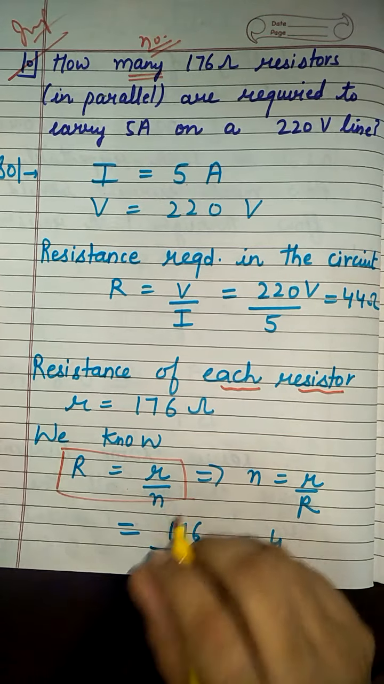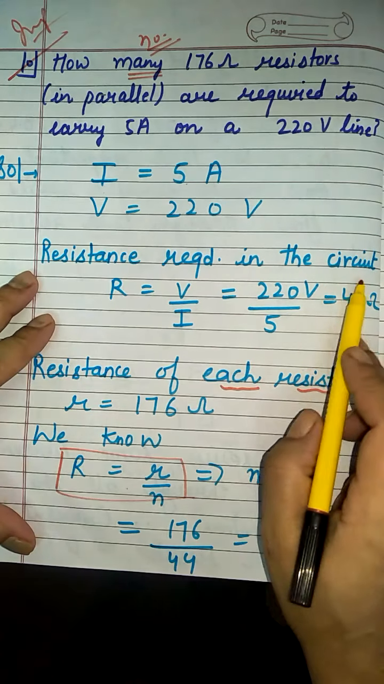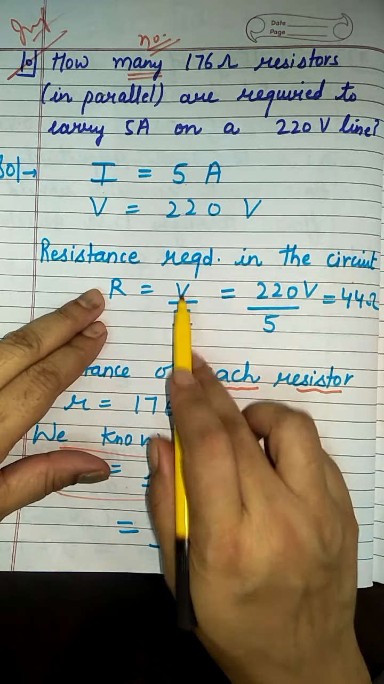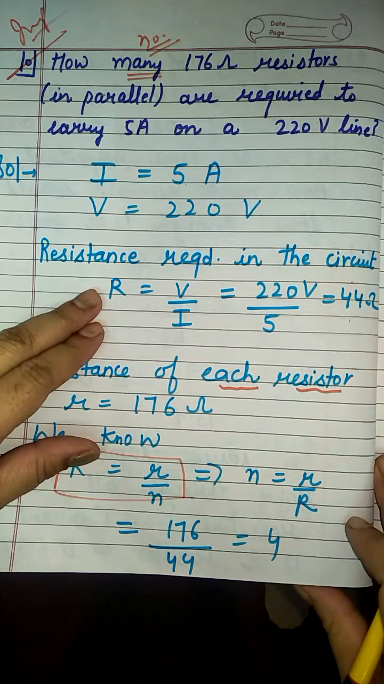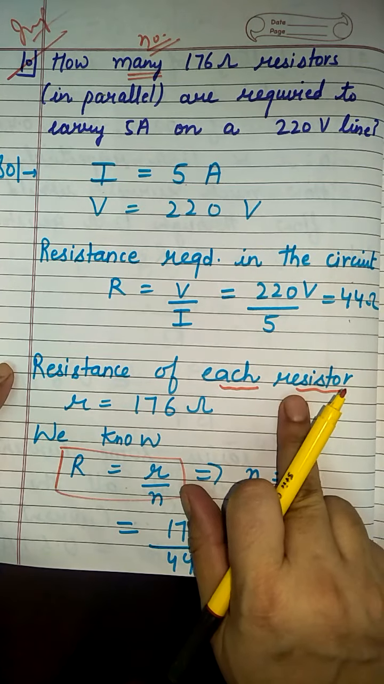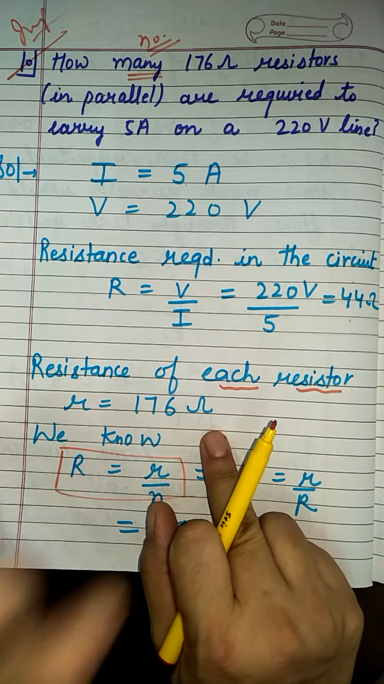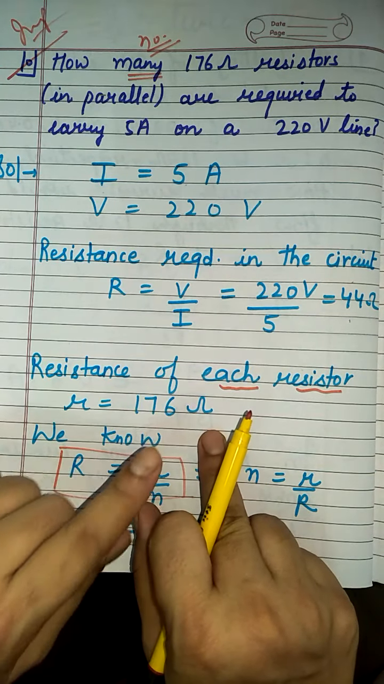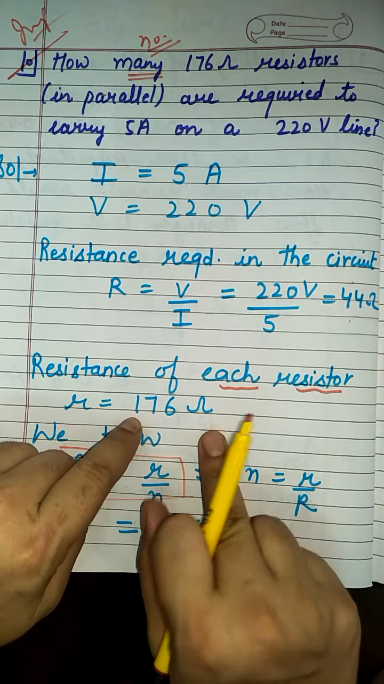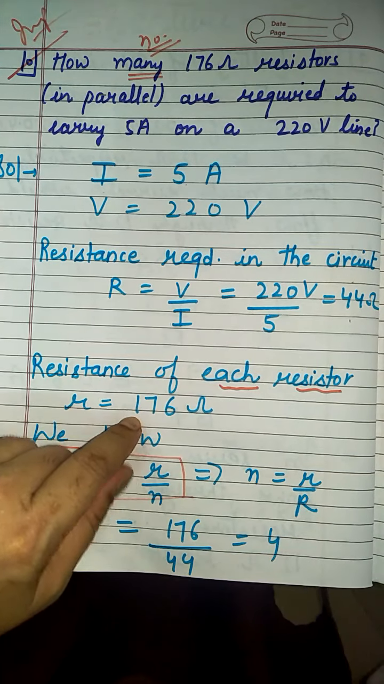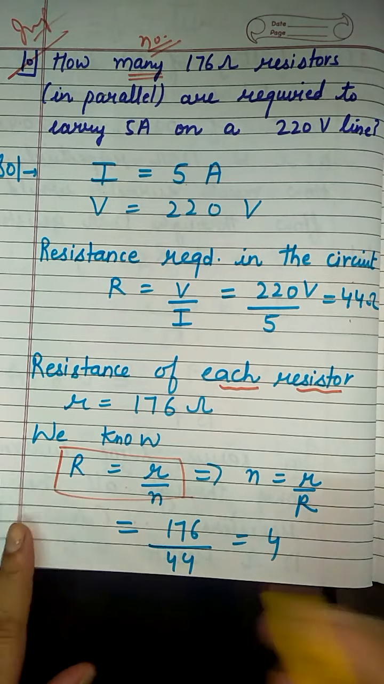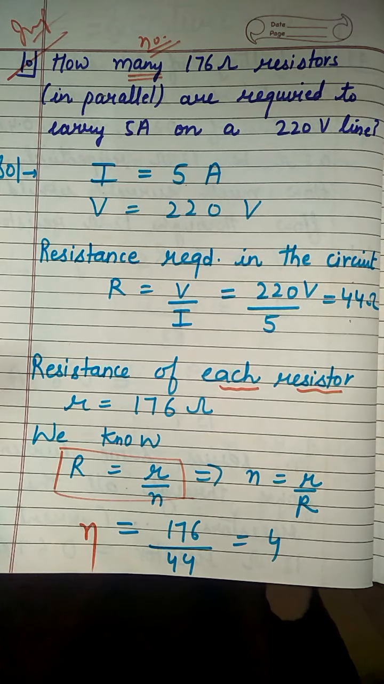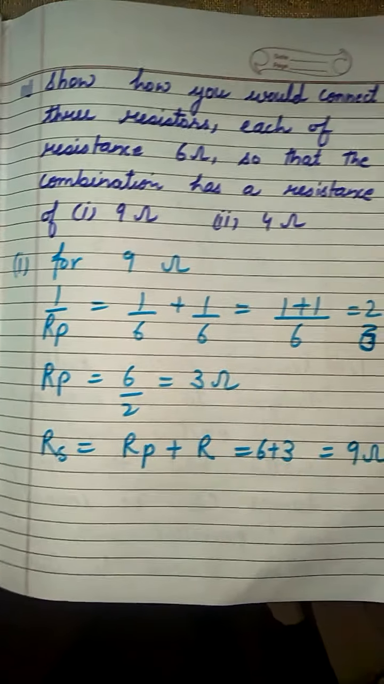So try to understand. This is the total resistance required by the circuit. V is equal to IR, R will be V by I. We have calculated 44 ohm. Now each resistor he has given is 176 ohm. Always remember, each resistor's resistance will have a bigger value than the resistance required by the circuit. On dividing, you get the number of resistors, that is 4 resistors.